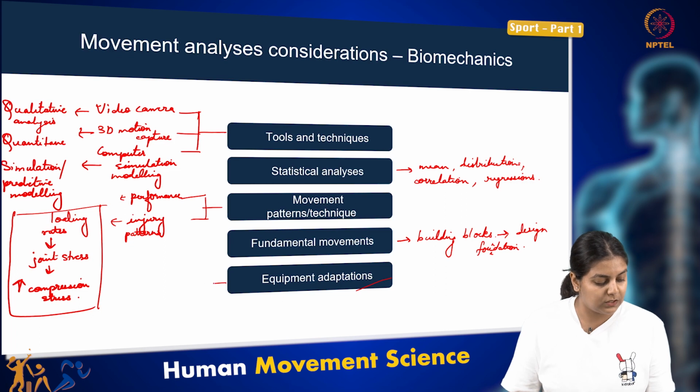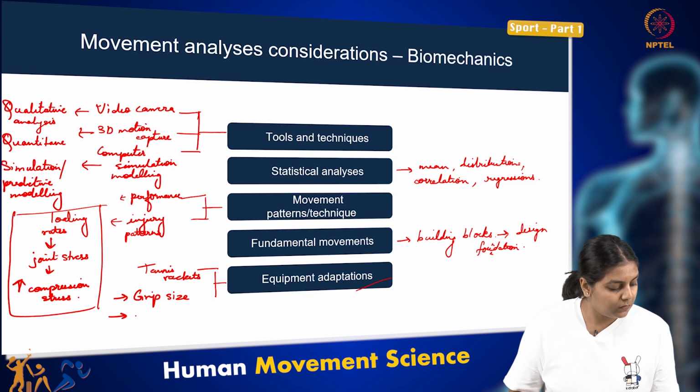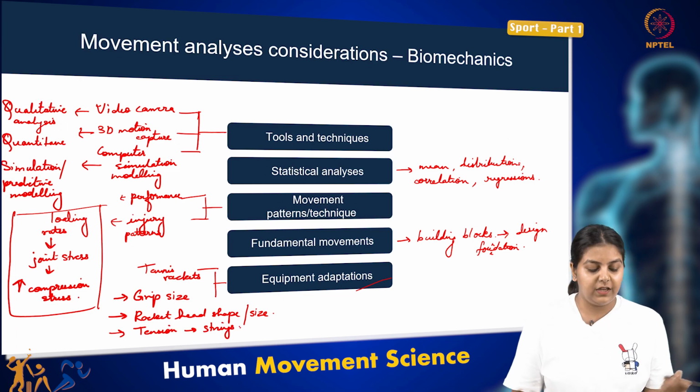So let's write some of these down. So if, for example, you're looking at tennis rackets, you could be looking at grip size. You could also be looking at racket head shape and size. Then you could also have modified tension in the strings. Right? These are some of the examples.